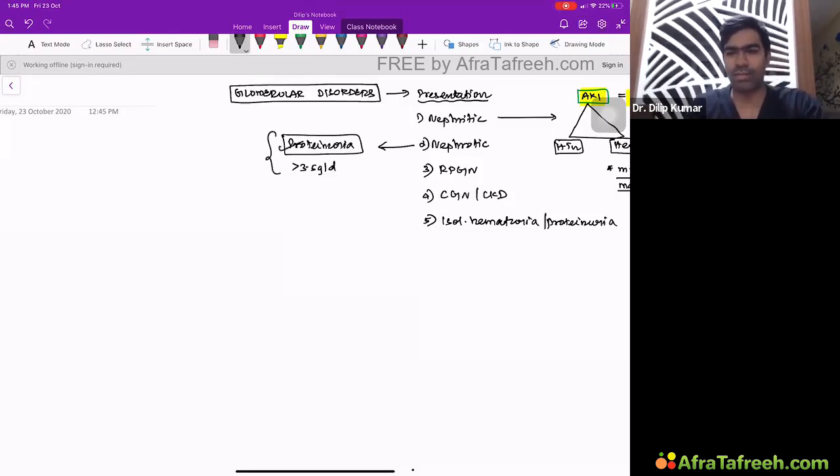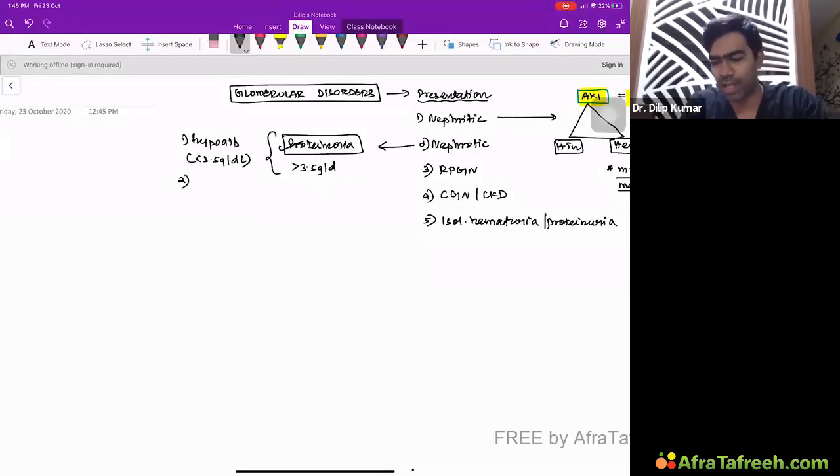And because of proteinuria, there are multiple counter effects you will get. For example, the patients will have hypoalbuminemia, typically defined as less than 3.5 grams per deciliter of albumin. Hypoalbuminemia will be there. And apart from that, patients will have edema. That is because of a lot of reasons.